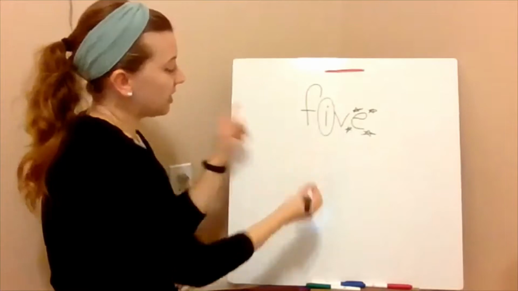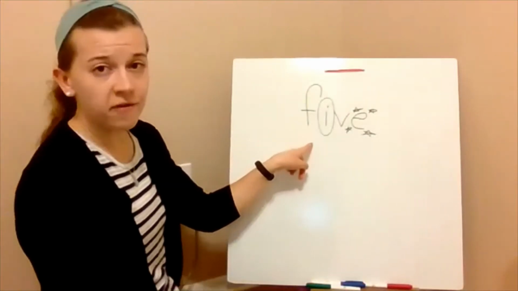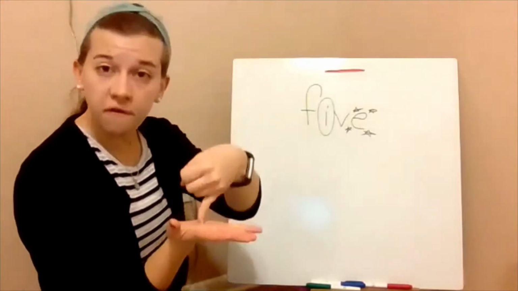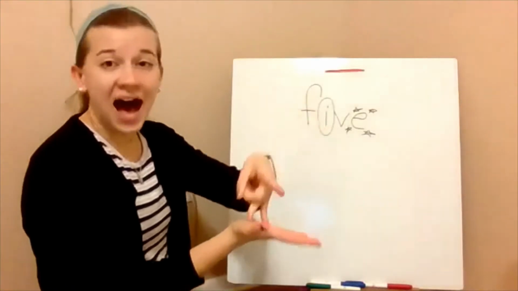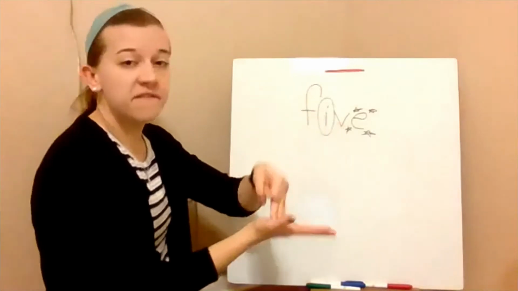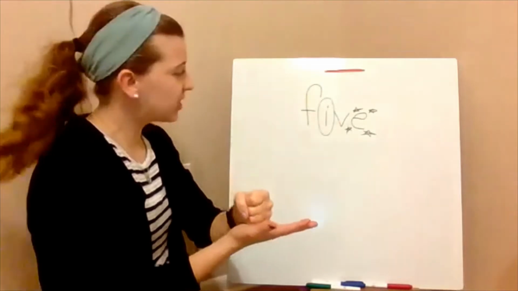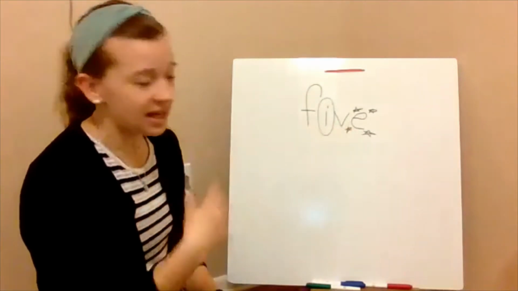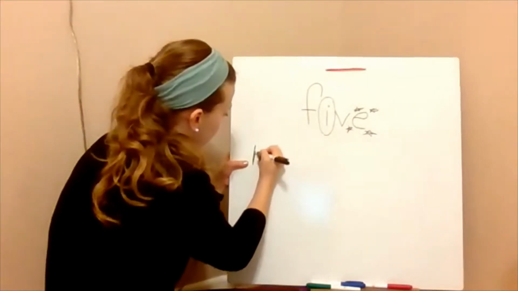So this would be, let's tap it out and see what this word would be. Starting with F, which says f, so it's f, I, v. Five. Five. The word is five. Remember, the E is silent, so we don't say that sound. Good. What about this word right here?